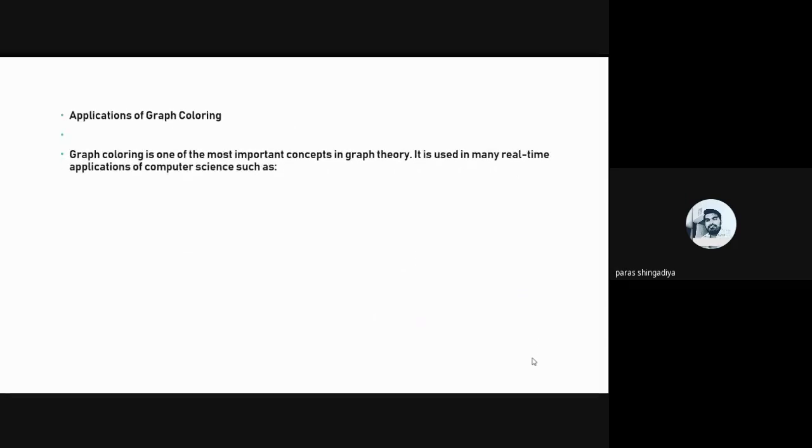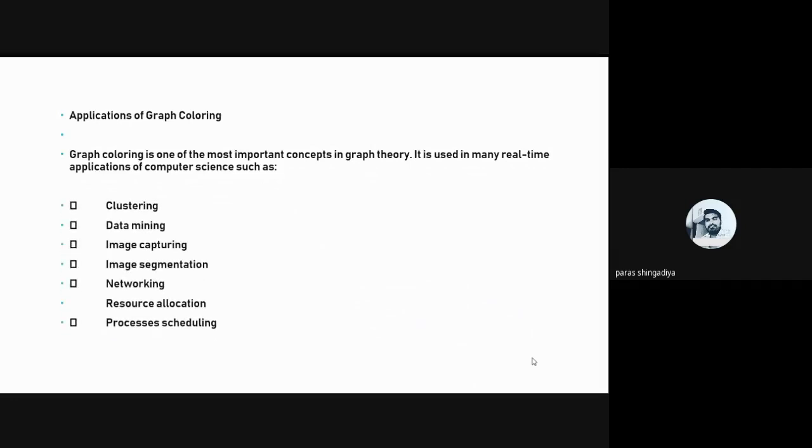define the region coloring. And then after, the applications of this graph coloring, where it is needed. If we consider the engineering applications, they are using clustering, then data mining, image capturing, then image segmentation, networking, resource allocation, and process scheduling. So this is the main topic we have, where the need of graph theory is. But now check the real life applications of graph coloring.